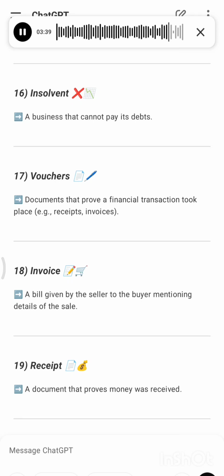Capital profit, profit from selling assets at a price higher than their original cost. Example, selling a company's old machine for 5 lakh when its cost was 3 lakh.